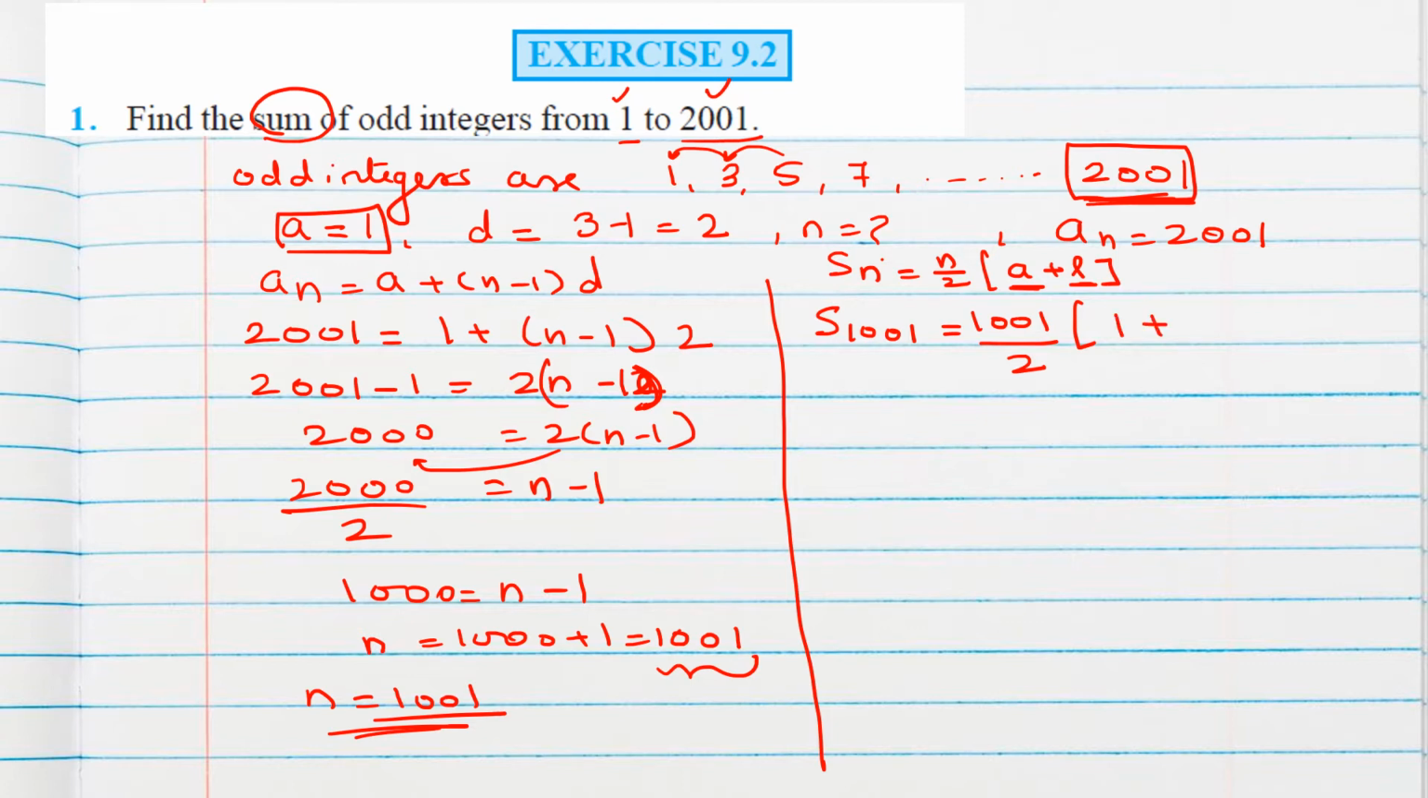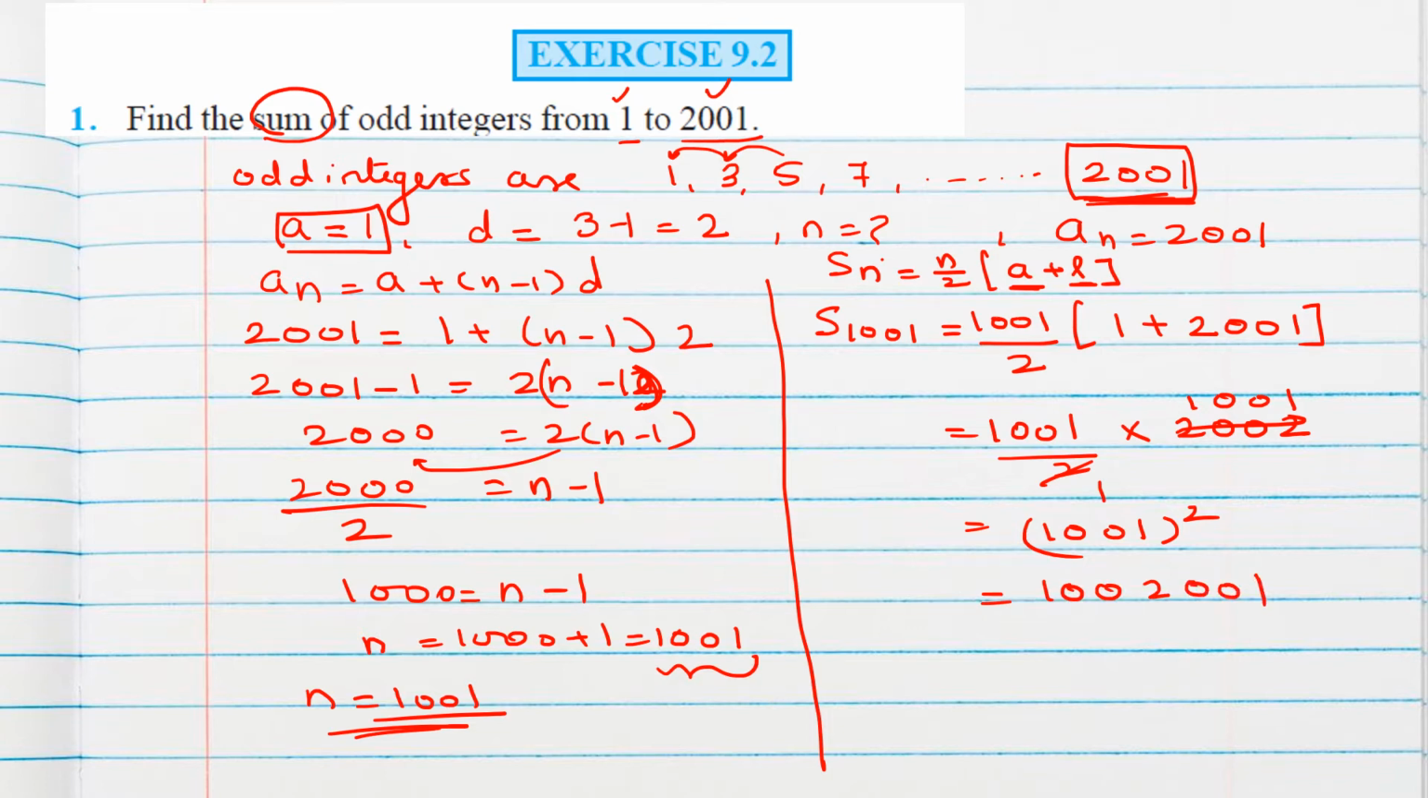So 1 plus 2001, this will give 2002, and 1001 divided by 2 times 2002, so we can divide and get 1001. So 1001 squared will be 1002001.